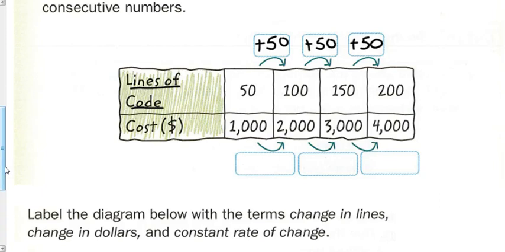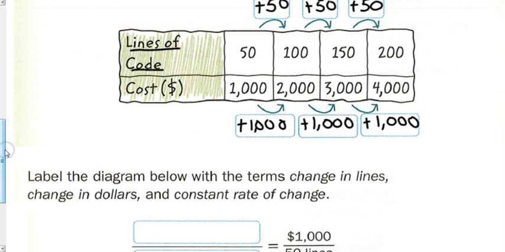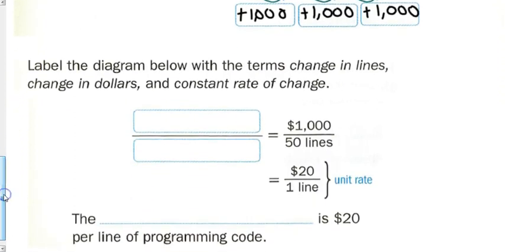So let's look at the cost then. From 50 lines is $1,000, 100 lines is $2,000. So 1,000 to 2,000 is an increase of $1,000. 2,000 to 3,000, increase of $1,000. And 3,000 to 4,000, increase of $1,000. So it says label the diagram below with the terms change in lines and change in dollars and constant rate of change. Okay, so here we go.